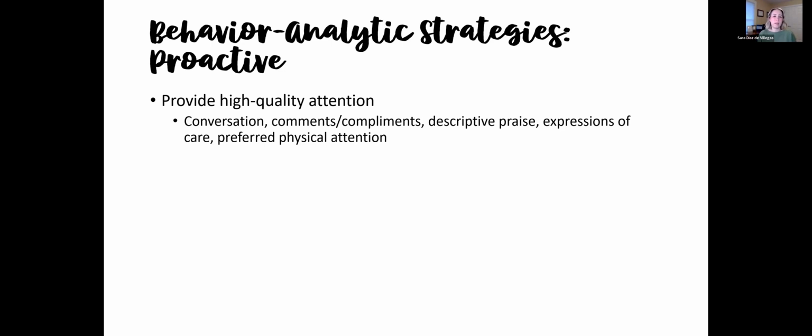So the first is providing high quality attention. That can look lots of different ways. It can be conversation, comments, compliments, descriptive praise, expressions of care, preferred forms of physical attention, especially if your teen has lots of sensory needs and enjoys sensory input. Maybe that's sensory squeezes or hugs or pressure, things like that. On the flip side, if your teen does not like attention, then maybe withhold that. Maybe be a little bit more nonchalant, a little bit more hands off. It all depends on what's going on.